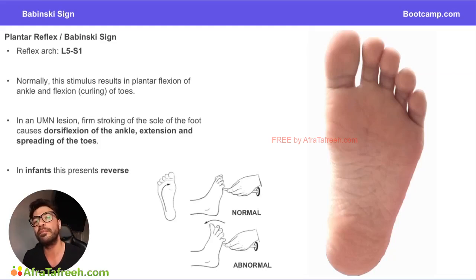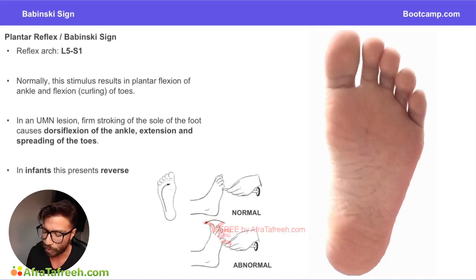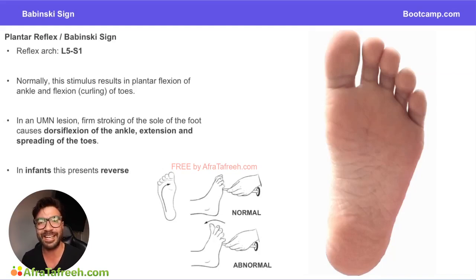Now, if we have an upper motor neuron lesion, we're going to see kind of the opposite of that. The toes are going to extend and spread out, and we're also going to dorsiflex the foot, or kind of lift the bottom of the foot upwards. So this is a key indicator that is going to tell us if we have an upper motor neuron lesion, and this is known as Babinski's sign.